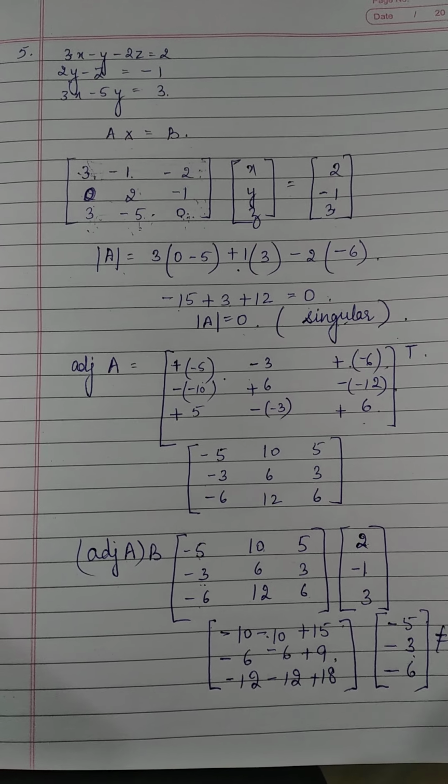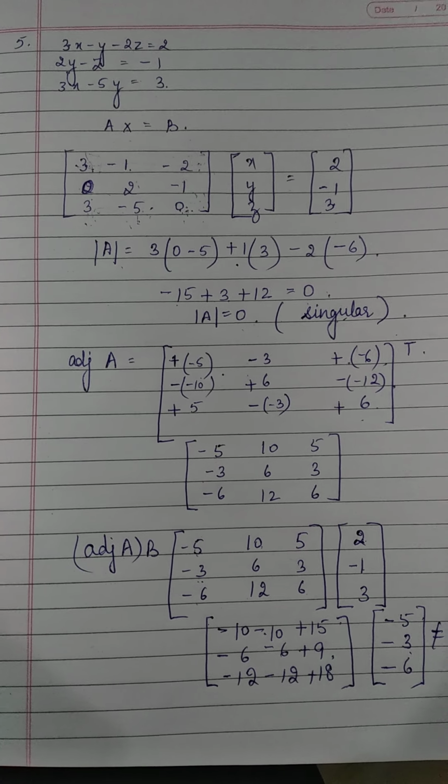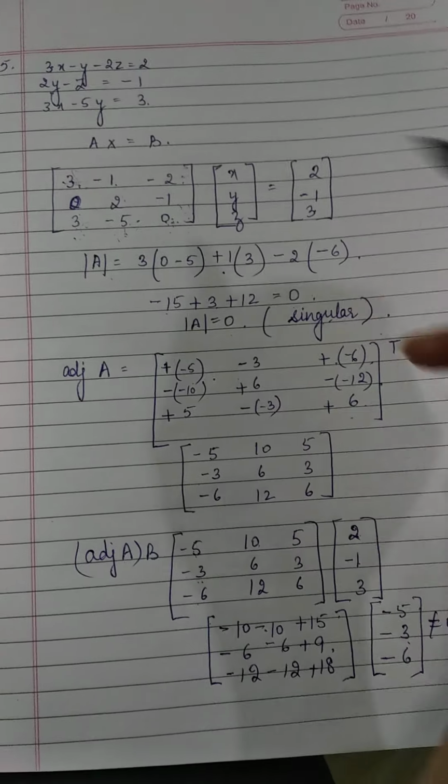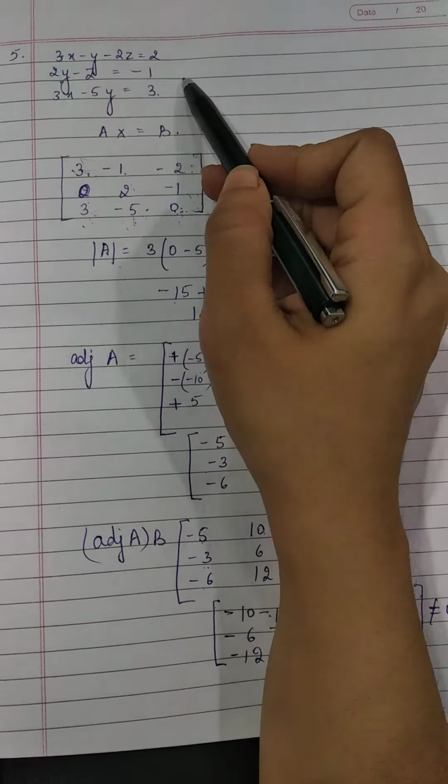We'll start with question number 5 of exercise 4.6 today. This is a matrix given to us. We have to find out whether the system of equations is consistent or inconsistent. Let us write these equations in the form of matrices AX equal to B.